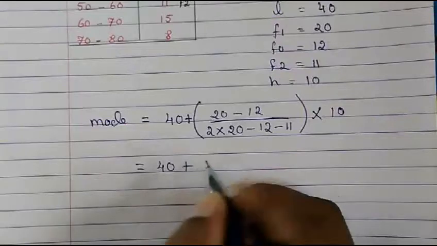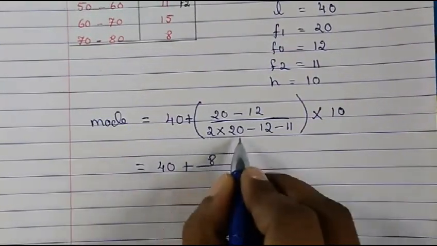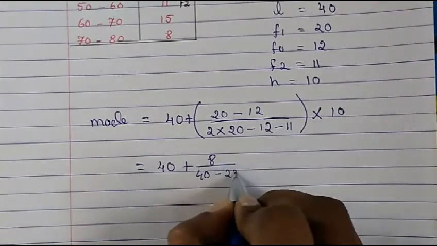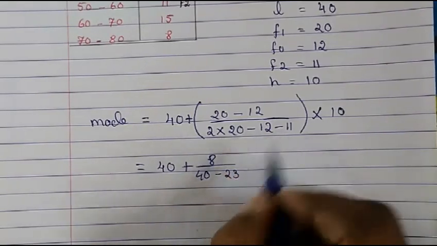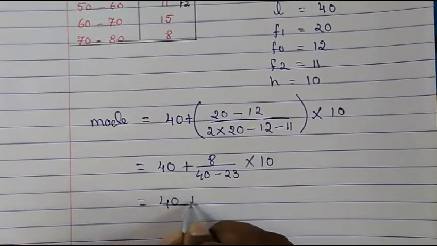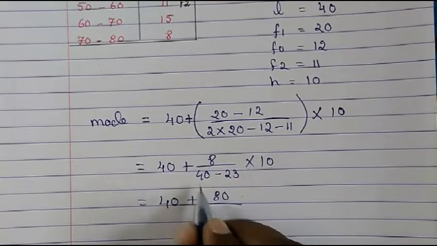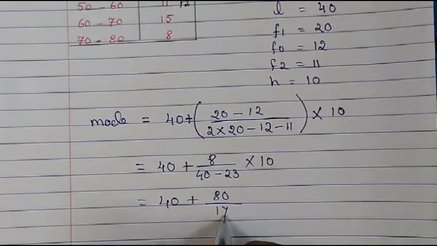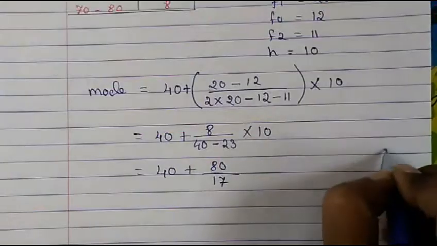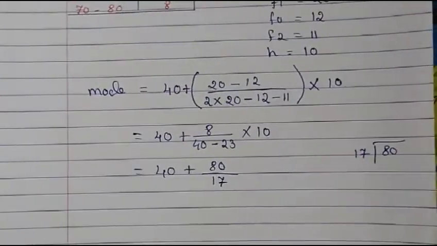So 40 plus 20 minus 12 gives us 8. 2 into 20 will be 40, minus 12 minus 11 gives us 17. Whenever you have both minuses, you have to add, but the sign remains the same. So again, 40 plus 8 into 10 gives us 80, and 40 minus 23 gives us 17. So you can do the division: 80 divided by 17.